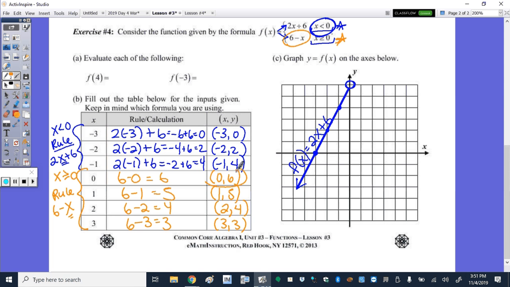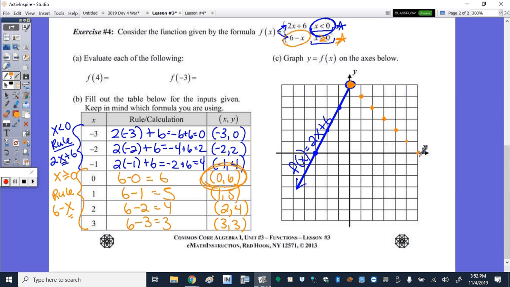3, 3. So 0, 6. Well, that point, and again, greater than or equal to is shaded to the right. So this actually gets filled in by the other function. And then 1, 1, 2, 3, 4, 5. 2, 1, 2, 3, 4. And then 3, 1, 2, 3, 1, 2. So you can see the pattern is down 1, over 1, down 1, over 1, and so on and so forth. So I can continue going down 1 over 1 if we want.